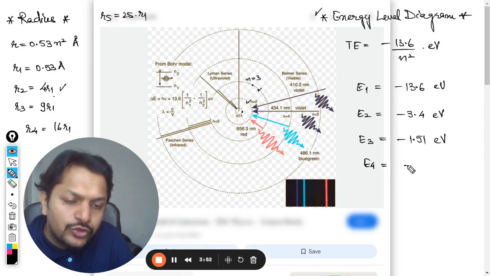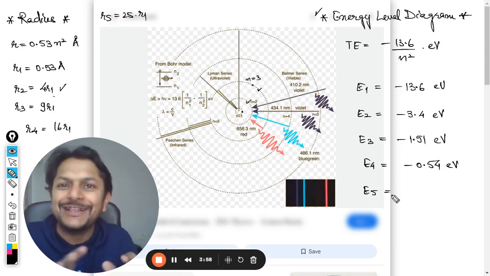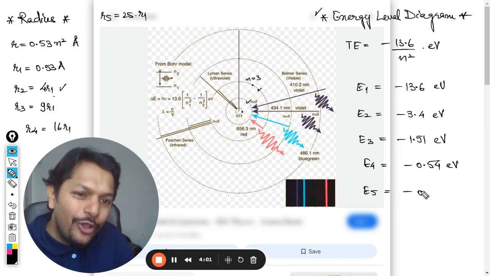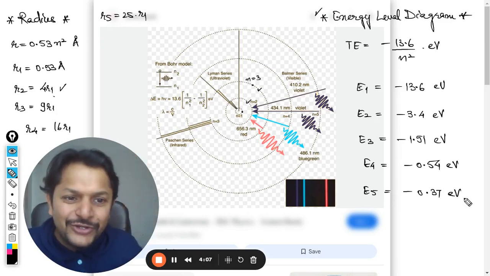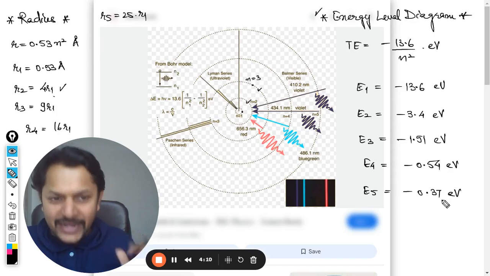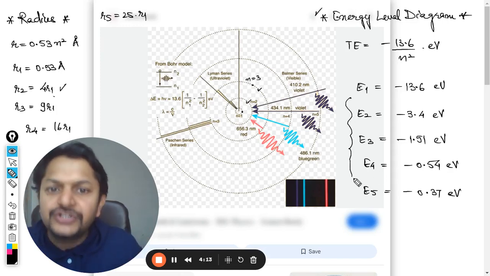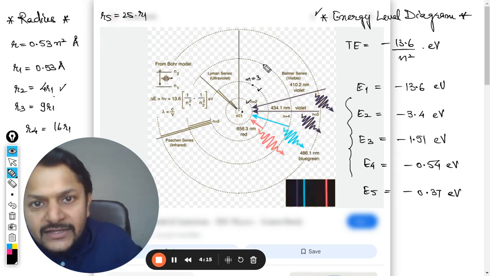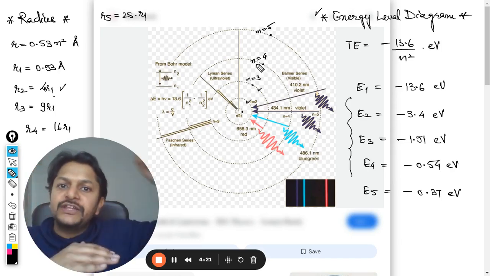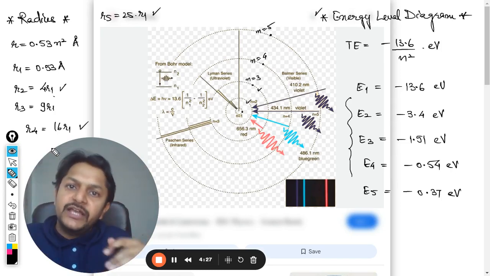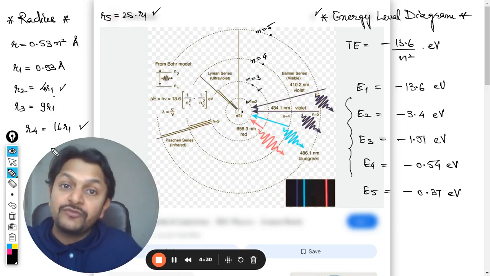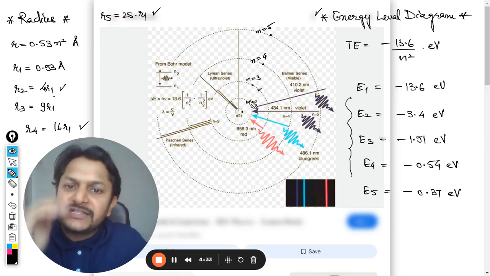What about the energy in the fourth shell? It is negative 0.54 eV. What about the energy in the fifth shell? I don't remember that. It's almost, I think, 0.37 electron volt. Just plug in the value and see for yourself if the value that I have written is correct. These are the various energies of the electrons. So this is n is equal to 4, this is n is equal to 5, and there is a lot of distance between these two shells because the radius is definitely becoming bigger. It was 16 times R1, now it is 25 times R1. So definitely this electron is at a farther distance from the nucleus.